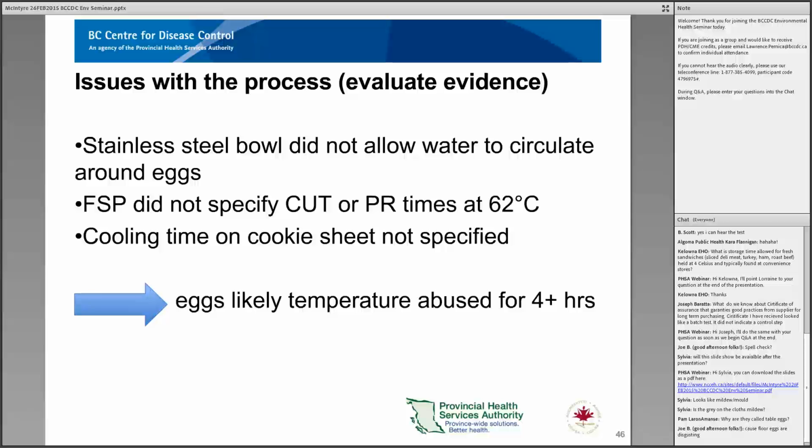So when we evaluated the evidence, like I said before, the stainless steel bowl did not allow the water to circulate properly. There was no food safety plan that specified the come-up time or pathogen reduction, and the cooling time on the cookie sheet wasn't specified. So basically the eggs were probably temperature abused for 4 hours, and if there was salmonella there, it probably amplified enough that it would cause illness.